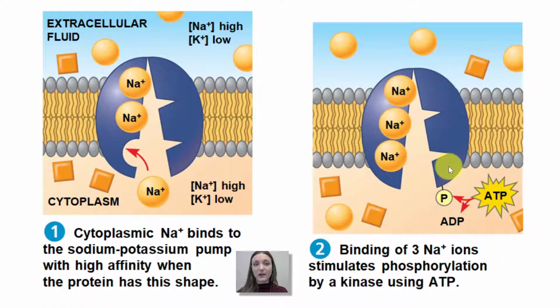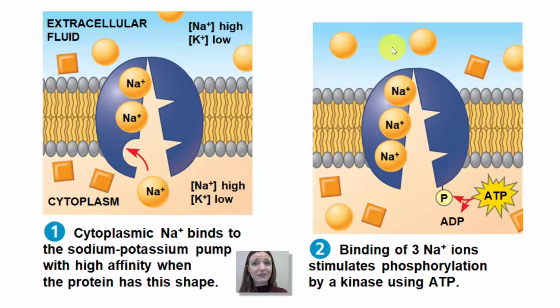And basically what that does, removing a phosphate group from ATP releases energy from that molecule, that now this enzyme can use that energy from that phosphate group that was removed from ATP to pump sodium against its concentration gradient. Okay, so we now have 3 sodium ions that are bound to this pump. We're going to move them against their concentration gradient.